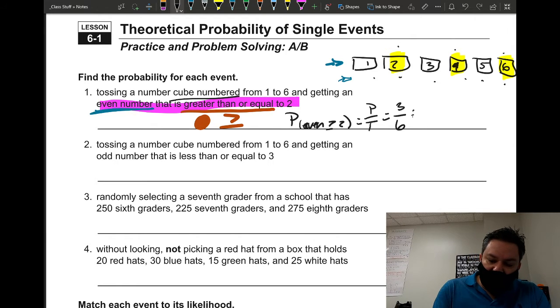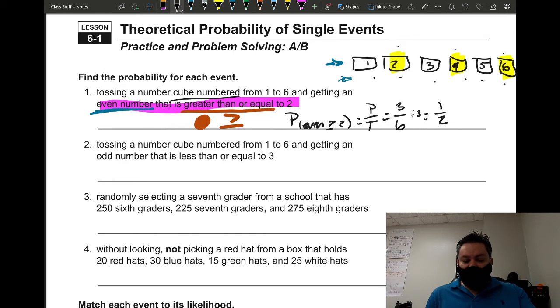Now, if I divide both of these by 3, I get 1/2. And that's my answer. The probability of getting an even number greater than or equal to 2 when I toss a dice is going to be 1/2. Now, what if the answer choice is not there? You don't see the fraction 1/2 in there. Well, it's a possibility that they're going to put the answer choices in either decimals or percentages. But you can easily do that because we already know how to do that.